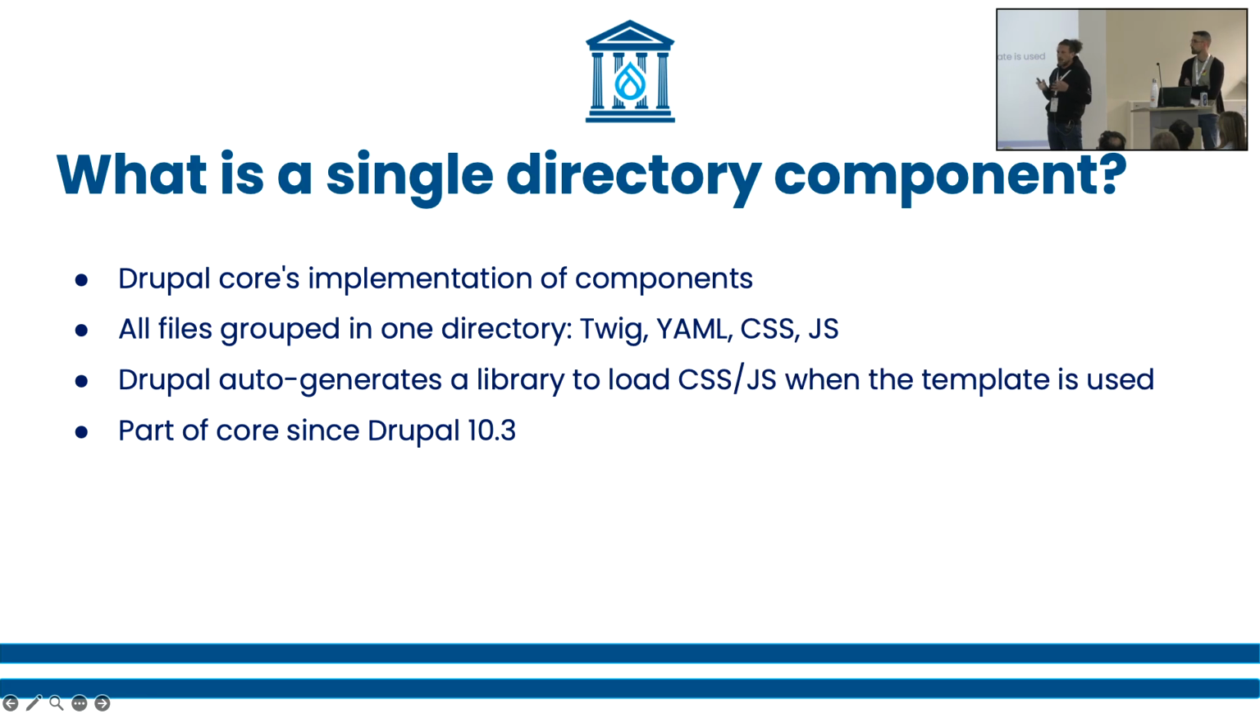All the files are grouped into one directory. And we use, of course, Twig instead of HTML. Then we also have the YAML file for the configuration, CSS, and JavaScript. The nice part of this is that Drupal will auto-generate the library for the CSS and the JavaScript. So we don't need to add our JavaScript and CSS again in the theme libraries YAML file. And this is part of the core since 10.3.